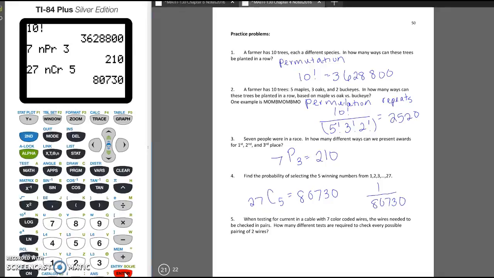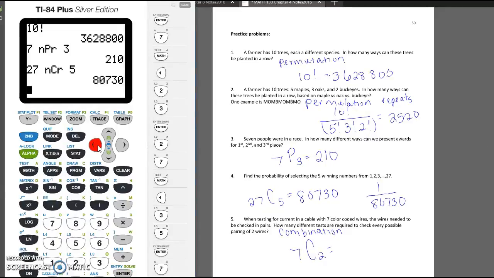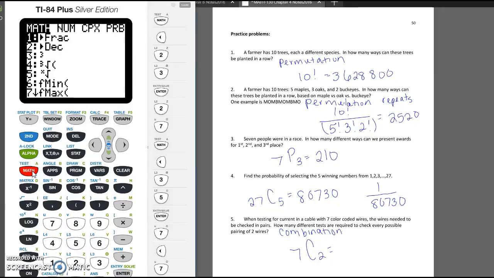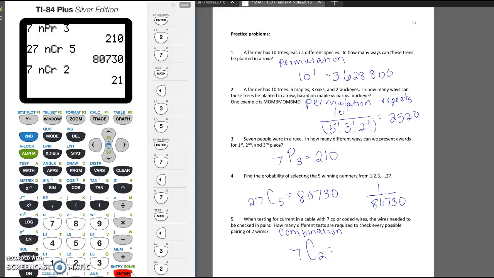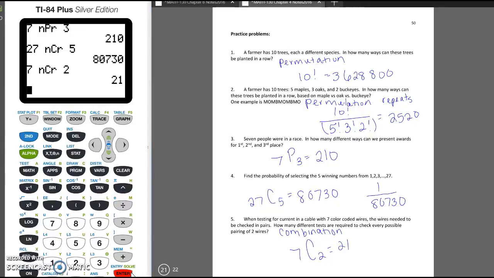Okay. Number 5 says when testing for current in a cable with 7 color-coded wires, the wires need to be checked in pairs. How many different tests are required to check every possible pairing of 2 wires? This is another one that is going to be a combination. So we're picking 2 wires each time. So there's a total of 7 wires. We're choosing 2. So we're going to do 7C2. So there are 21 different ways we could choose those wires.